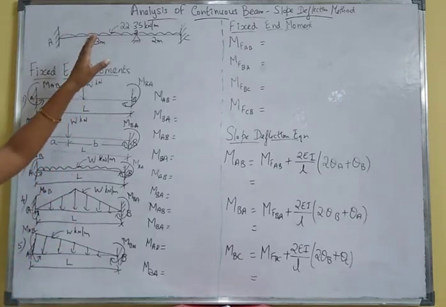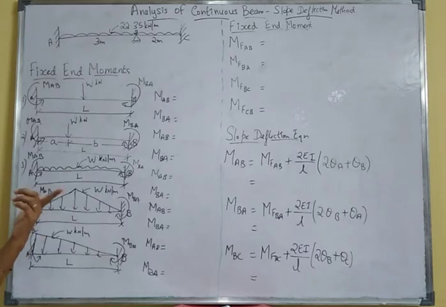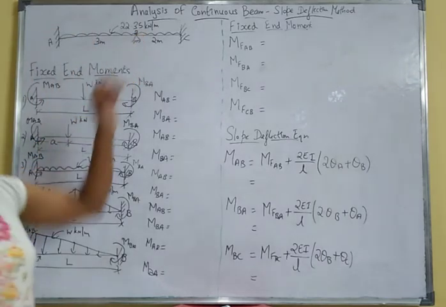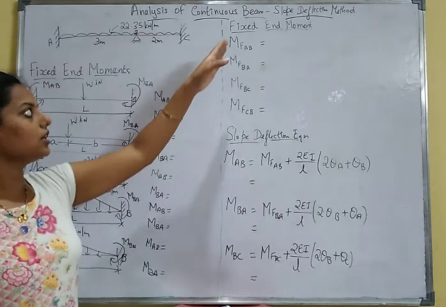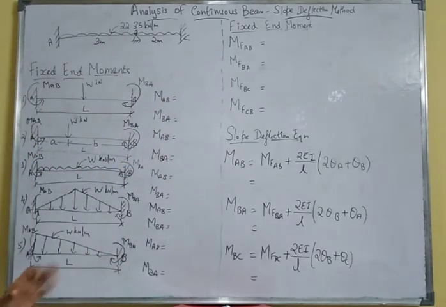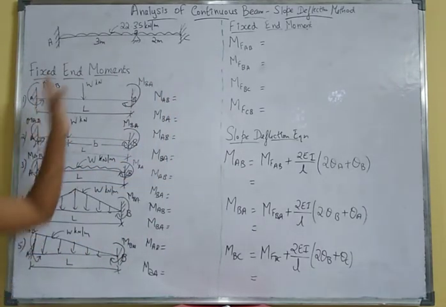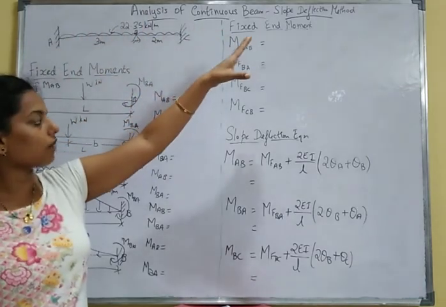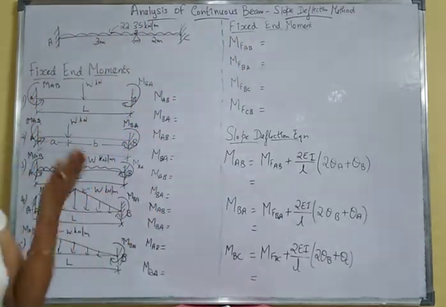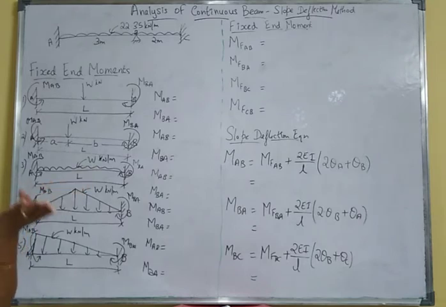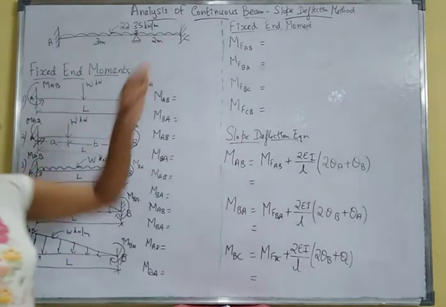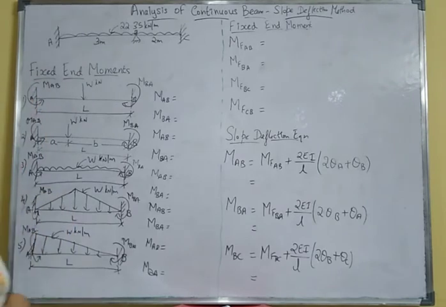Before designing the beam, first we have to know the bending moment and shear force of that beam. For that we have to analyze it, based on the slope deflection method. After this slope deflection method, I am also going to teach you how to analyze using the moment distribution method and the Kani's rotation method. So first we will go for the slope deflection method.